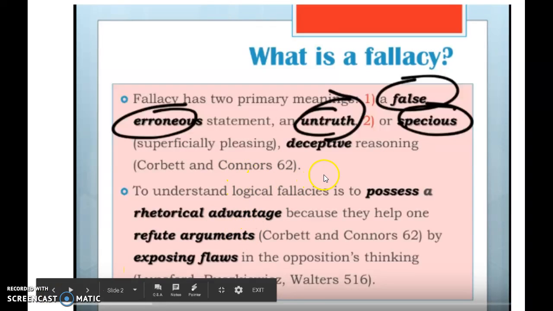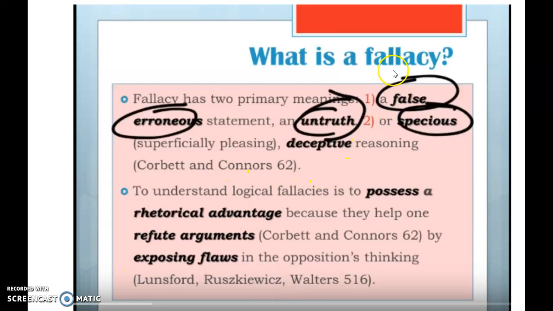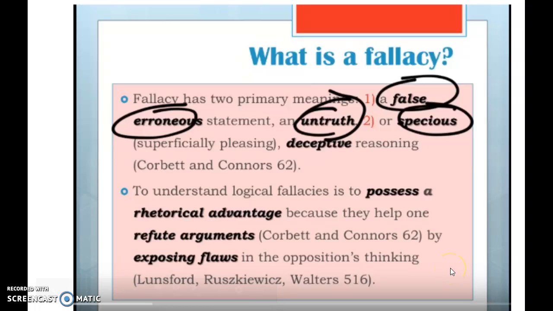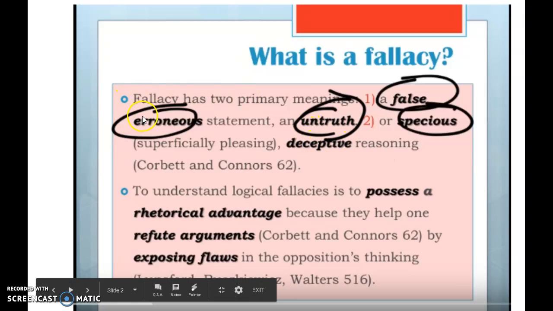Okay, so finding fallacies in people's writing. First of all, a fallacy again is an untruth. It's deceptive. It's trying to argue a point or persuade you of their viewpoint or their claim, again, by using erroneous or false statements.